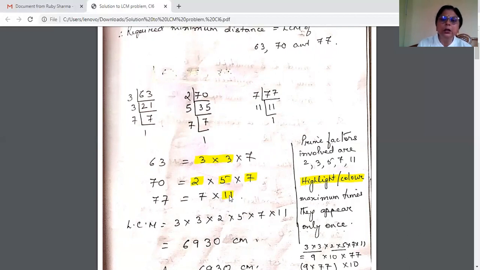So all the prime factors must be highlighted, but with the condition, you have to see in which line they are the maximum. Okay, maximum number of times they appear.